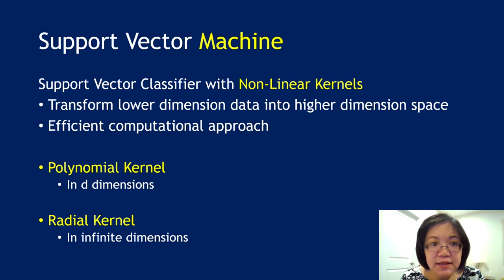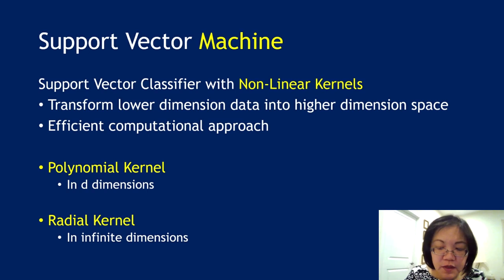What we will need instead is what we call a support vector machine. The machine is basically an upgraded support vector classifier. We upgrade it with a nonlinear kernel. We'll talk about what kernels are. Kernels are mathematical transformations that are very efficient computationally. They help us transform low dimension data into higher dimension space, and we'll look at how that's done.